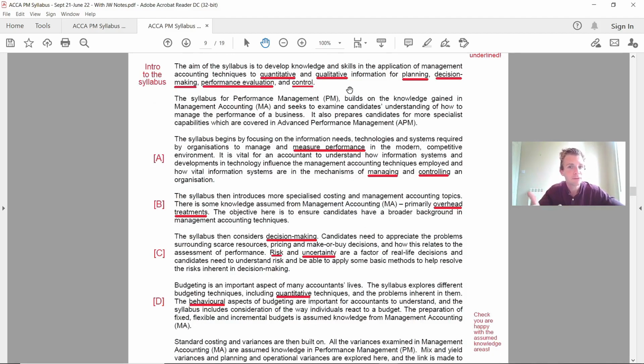So at the start, as you can see on here, we've got the introduction to the syllabus, everything from quantitative, so numbers based, to qualitative information, so more discursive and wordy. Then we've got classic PM words on here, actually planning, decision making, performance evaluation and control. I constantly see questions coming up where you have to talk about a situation and explain why or what has happened from it. So really good uses on there.